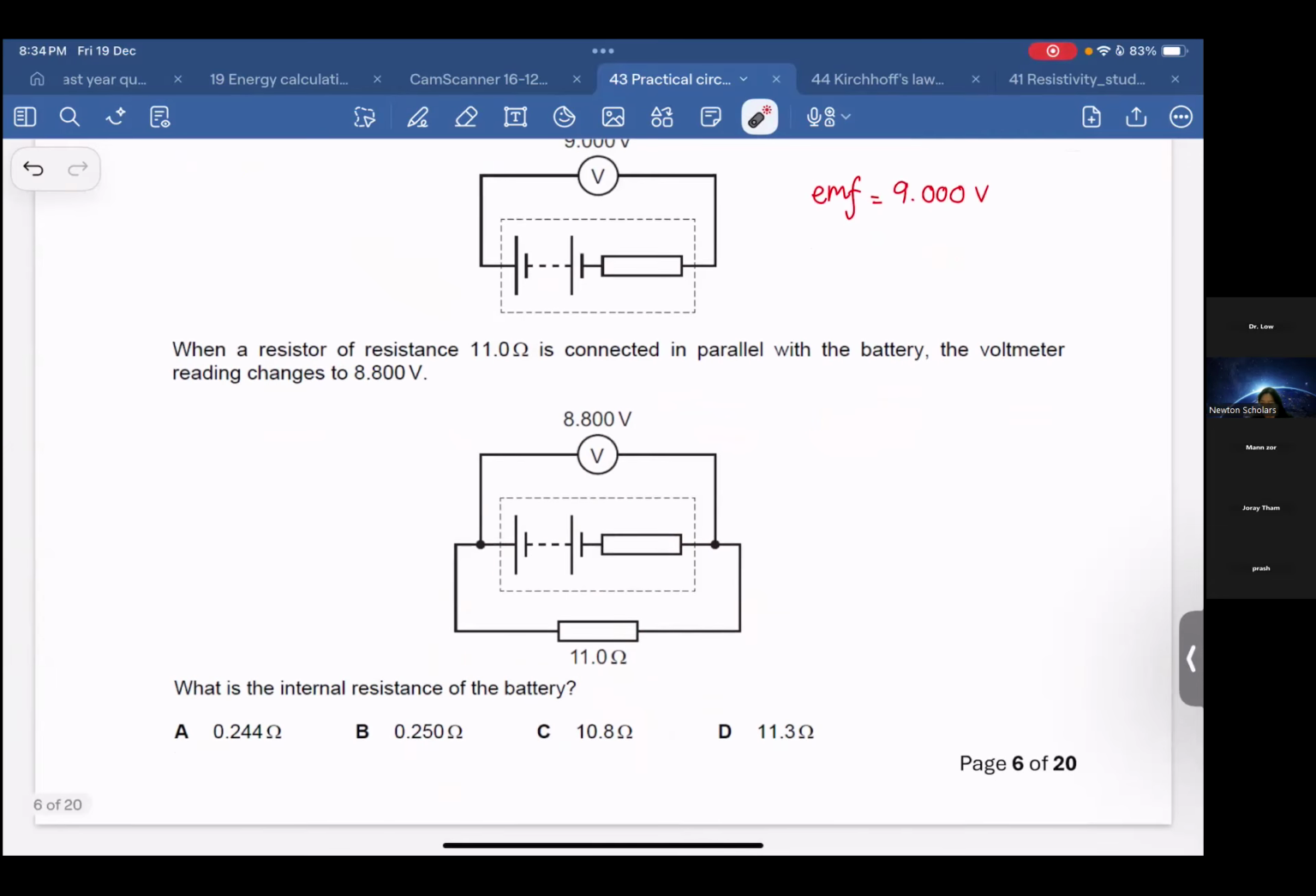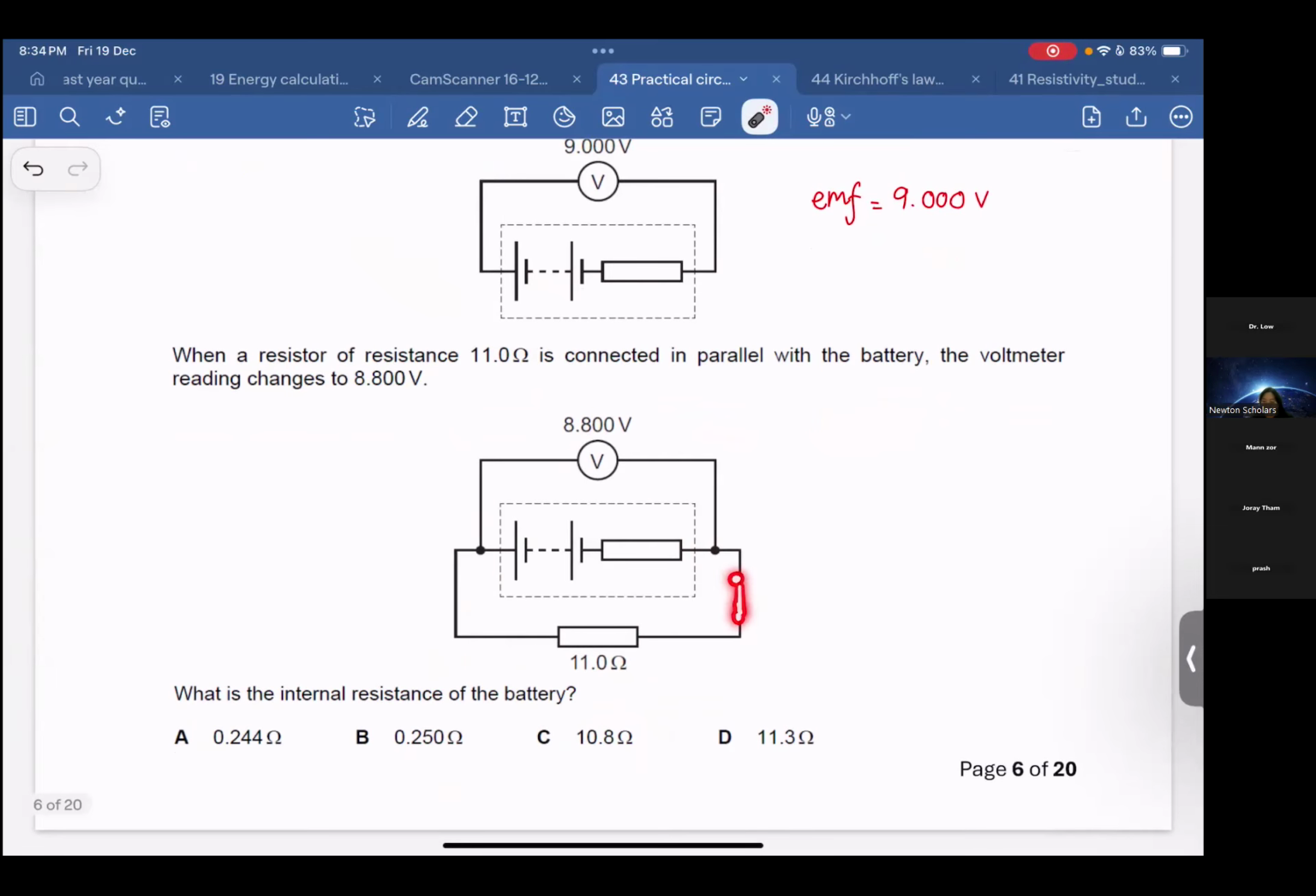Now we close the switch. Now your voltmeter reads 8.800 volt. What is the internal resistance of the battery? What is your small r? For those who graduated from SPM, you can try by yourself. The rest, who graduated from IGCSE, I will teach you step by step. We're using the formula E equals V plus Ir.